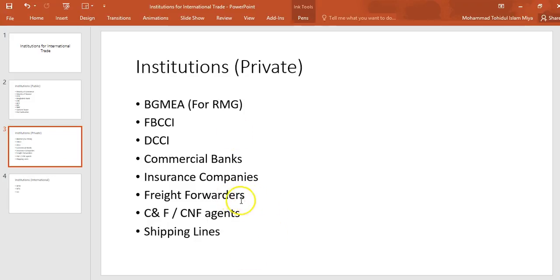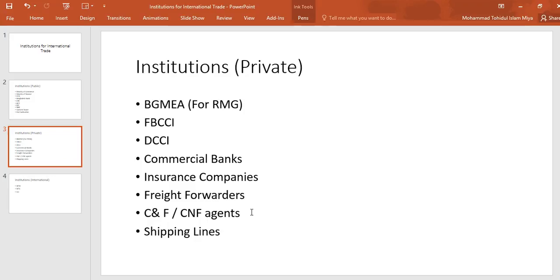Freight forwarders are service providers to an importer and exporter to transport their items from one country to another country. And we have the CNF agents. CNF agents can be written in both ways: you can write it like C and F, or you can write CNF, which means clearing and forwarding agent. These agents work in the customs houses or in the ports to clear the items from the ship and get them into the country, or to get them out onto the ship.